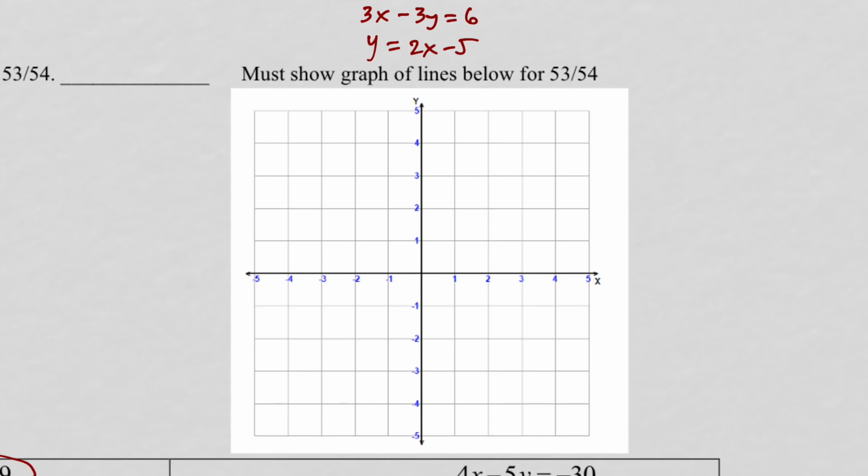Okay, for number 53, 54, we're solving these graphically. I'm going to put them down here, and we'll put our solution on the answer sheet. So this is easiest using the intercept method. If I cross out the y, we have 3x equals 6, so x is 2. So on the x-axis at 2, I'll put a dot. Then we go back and we cross out the x. We have -3y is 6, so on the y-axis at -2, we'll put a dot. So then I'm going to grab my ruler and draw this.